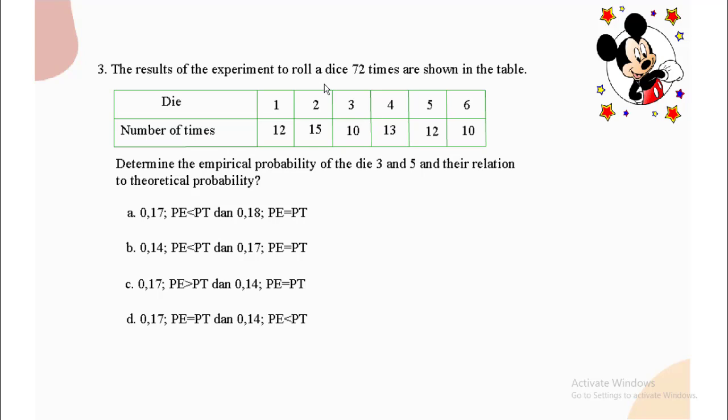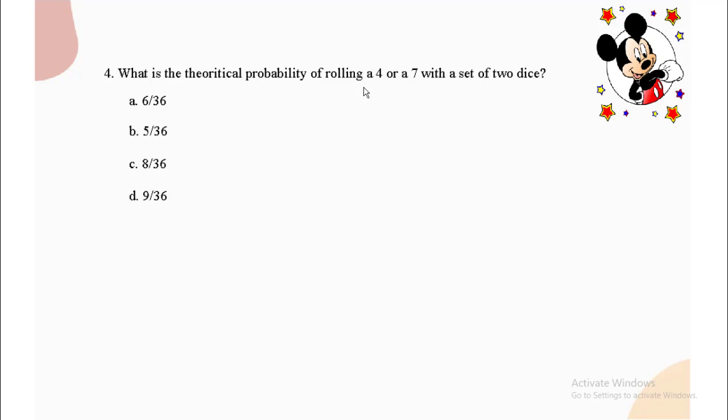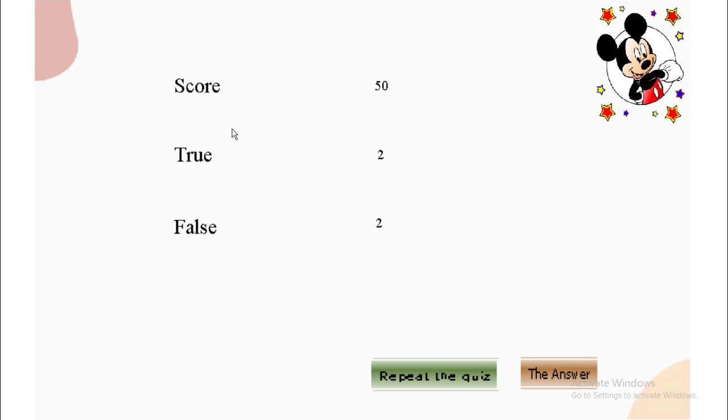Number 3, the results of the experiment to roll a die 72 times are shown in the table. The question is to determine the empirical probability of rolling a 3 and a 5 and the relation to the theoretical probability. We choose randomly again, for example answer A. And number 4, what is the theoretical probability of rolling a 4 or a 7 with a set of 2 dice? For example, we choose B. Because we choose randomly, we only get 50, and 2 numbers are false. But don't worry, we can see the answer and the explanation by clicking this button. And if you want to repeat the quiz, you can click here.